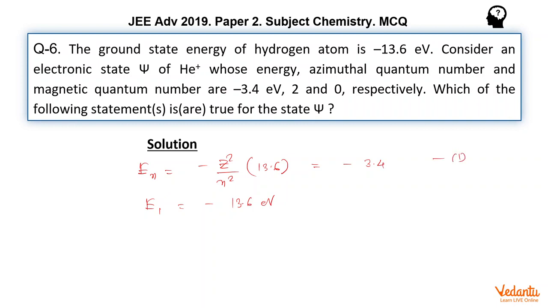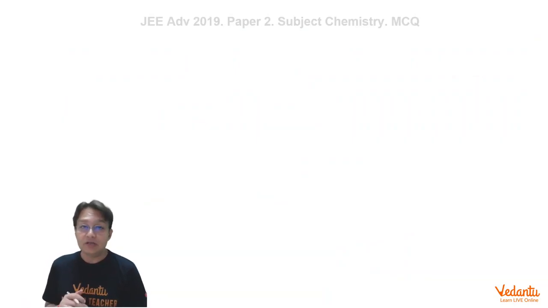Now if this is minus 3.4, in case of helium, Z is equal to how much? 2. And upon substituting this value, we get 4 into 13.6 upon 3.4 is equal to n square, and upon solving it gives n is equal to 4. So once we get n is equal to 4, that simply means that it belongs to the fourth state, 1, 2, 3, 4.